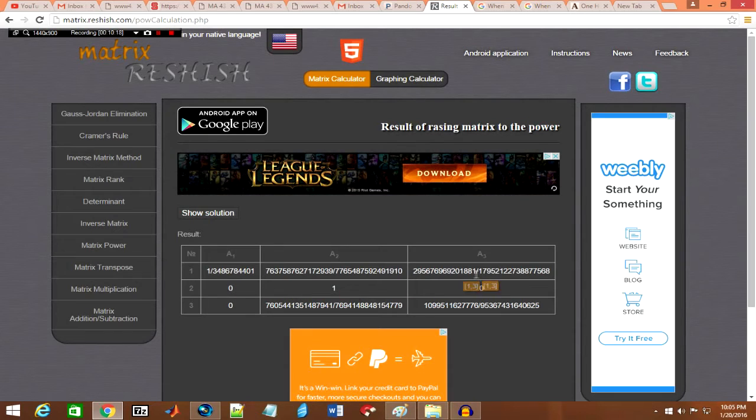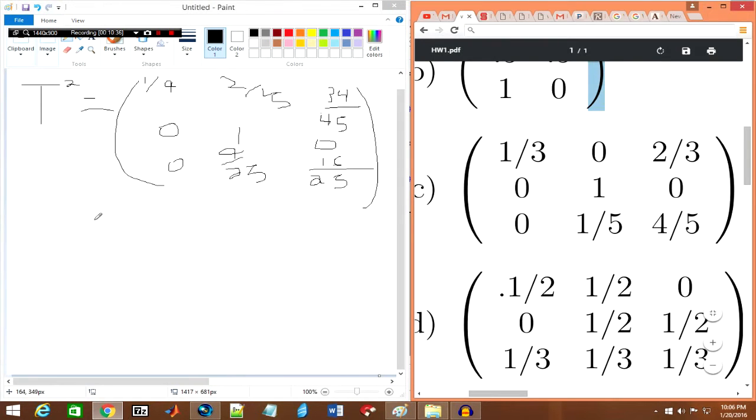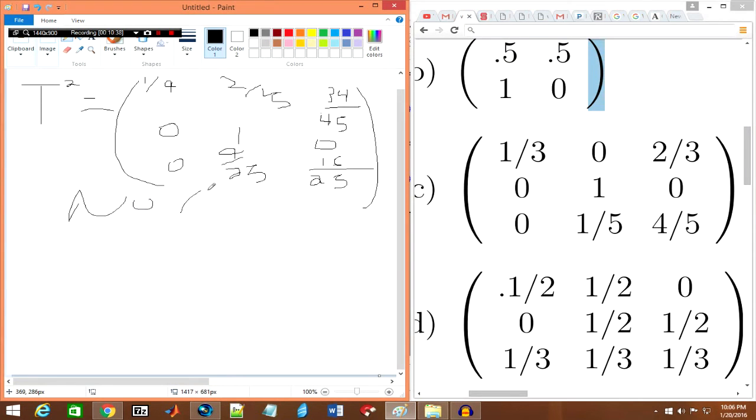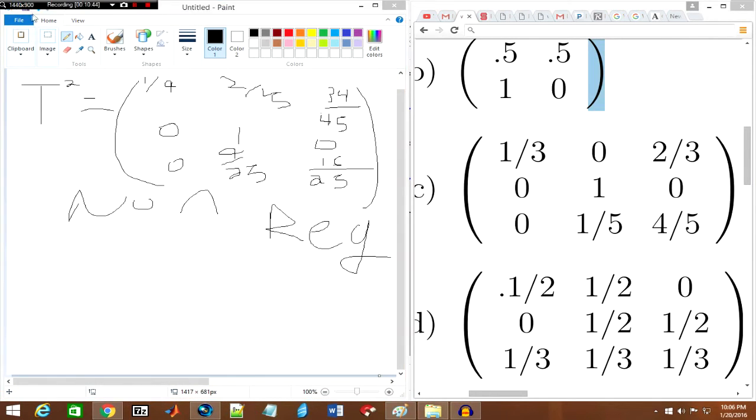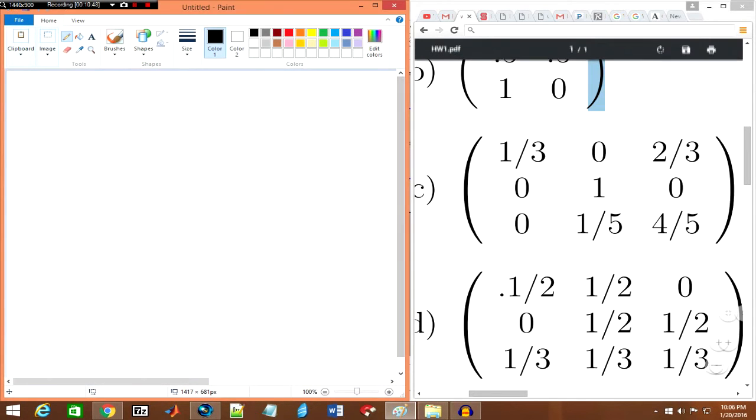Therefore, this value and this value are going to be not strictly positive, which is going to cause this matrix right here to become a non-regular matrix. So this is non-regular. All right. Now let's go to the last problem.